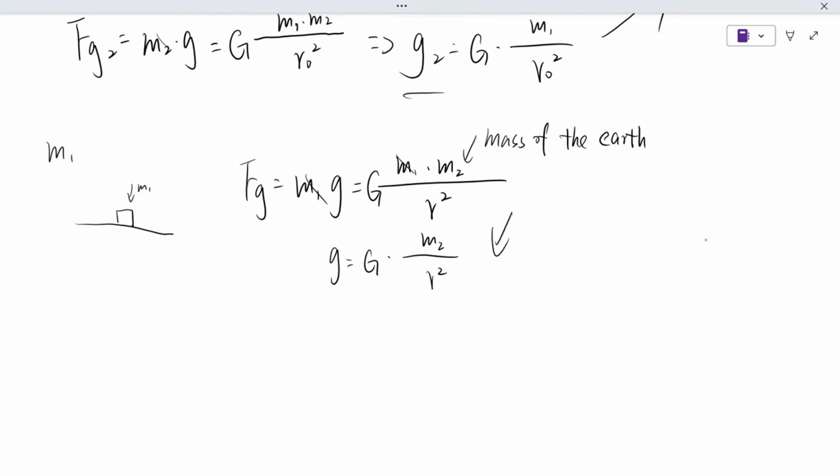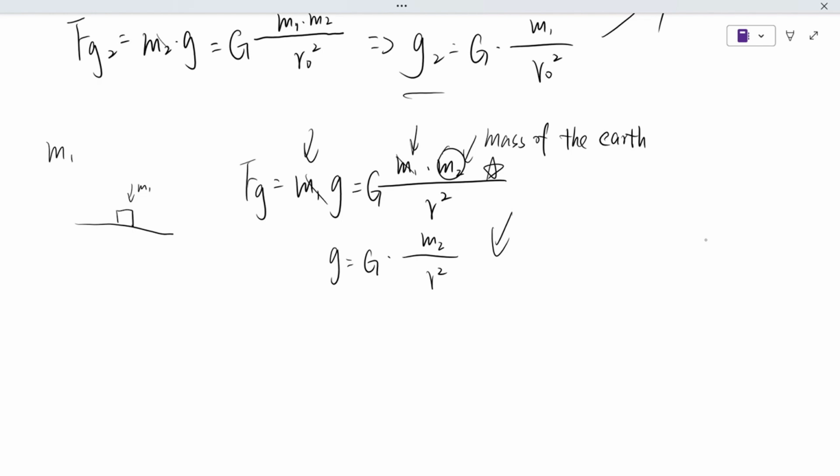You can use this formula directly on your test or on your AP test, but remember, always cancel out the mass of the object, not the mass of the planet. Remember this. This is very important. If you mess it up, you will get a gravitational field like 0.00000000000 something. So don't do it. Cancel out the mass of the object, not the mass of the planet.